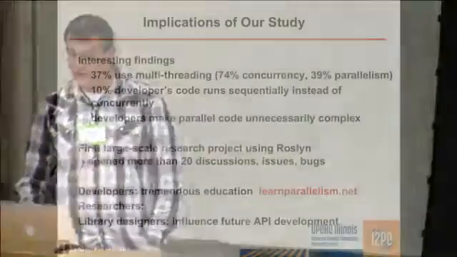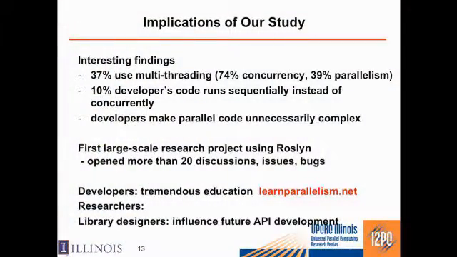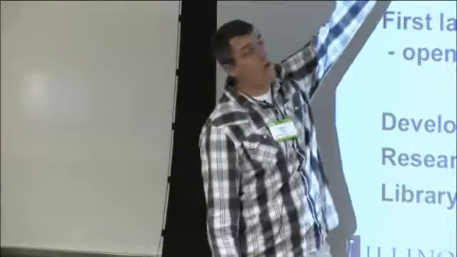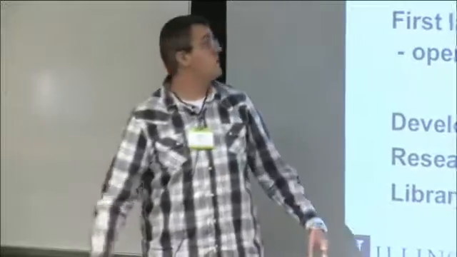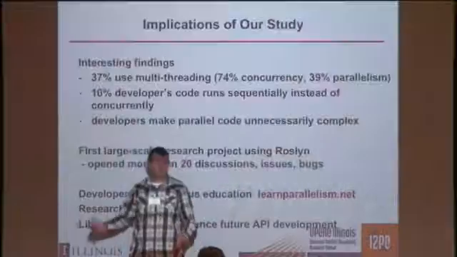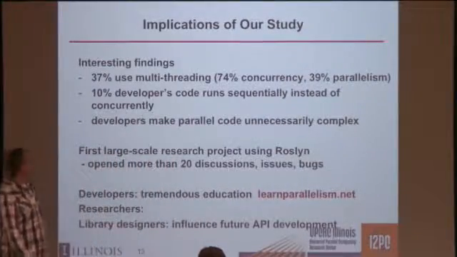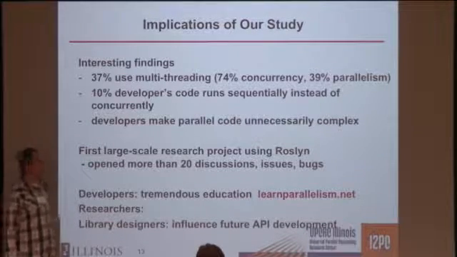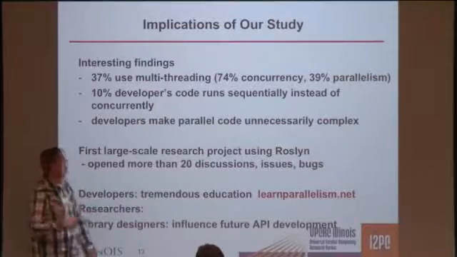Some of the findings that we discovered through this study are quite interesting. For example, we found that indeed open source developers embrace and adopt parallelism. We found that 37% of all the open source projects in the GitHub and CodePlex ecosystem use some sort of multithreading, and out of them, 74% use multithreading for concurrency, for improving responsiveness. About 39% used multithreading for improving throughput and for actually squeezing parallelism out of their code. We also found, very surprisingly, that in 10% of the cases, developers think that the code runs in parallel, but in fact the code runs sequentially.